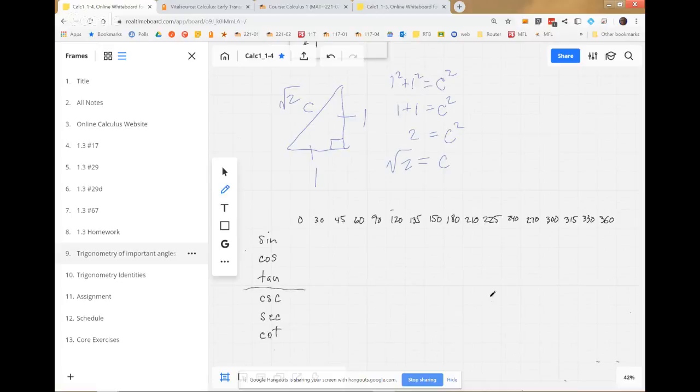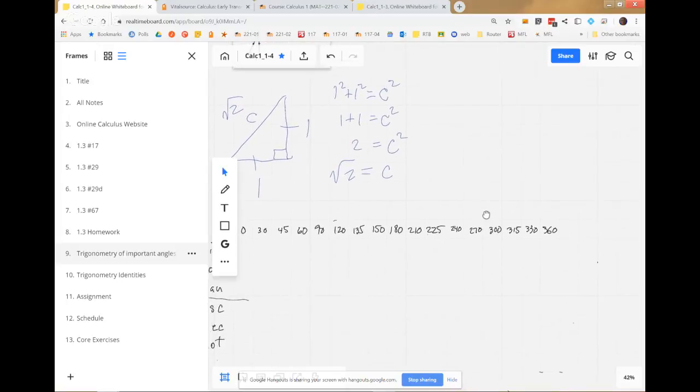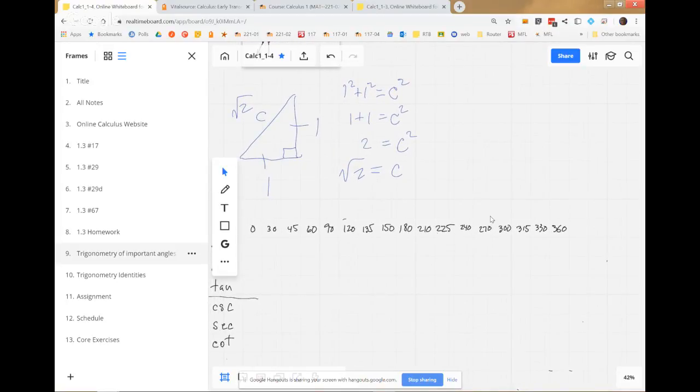Okay, and the other triangle that we're going to take a look at refers to a theorem a lot of people don't remember.